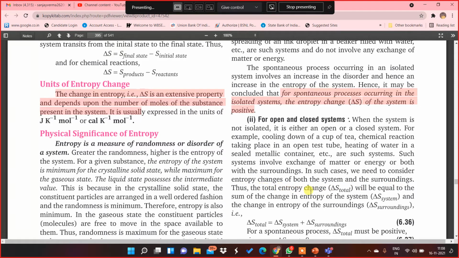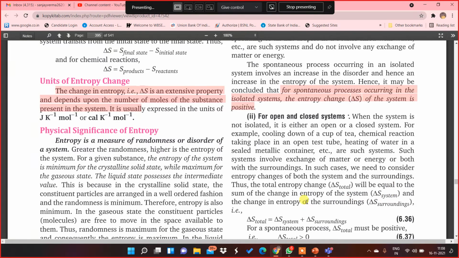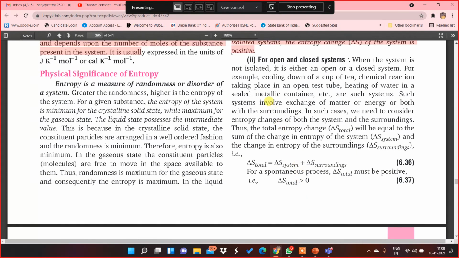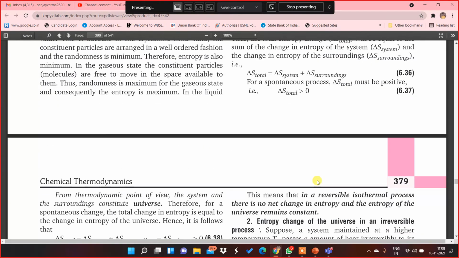Thus the total entropy change will be equal to the sum of the change in entropy of the system and of the surroundings. So for open and closed systems, delta S total, the total entropy change, is equal to the entropy change in the system plus the entropy change in the surroundings. Now we know for a spontaneous process, delta S total will be positive.